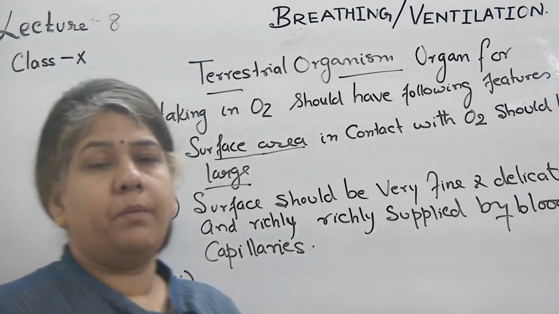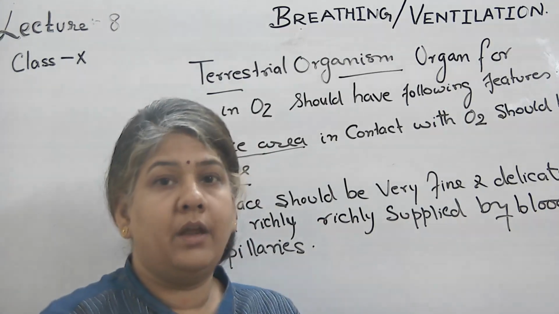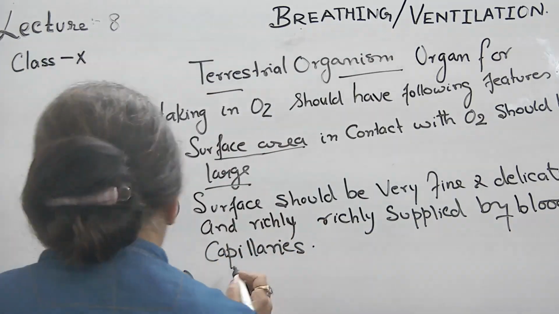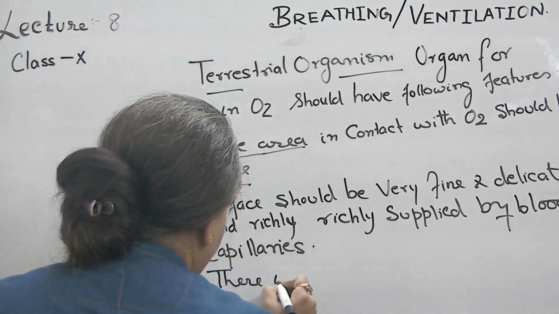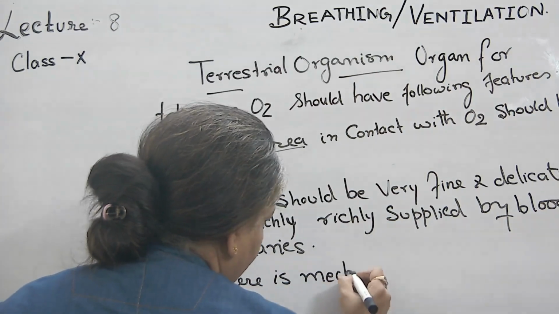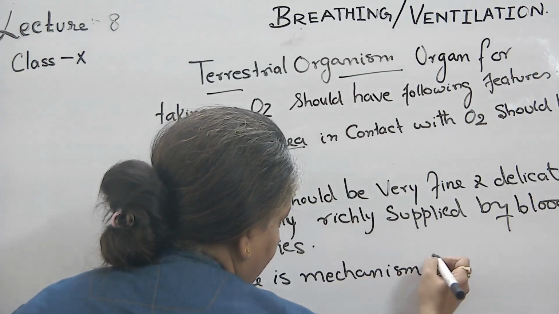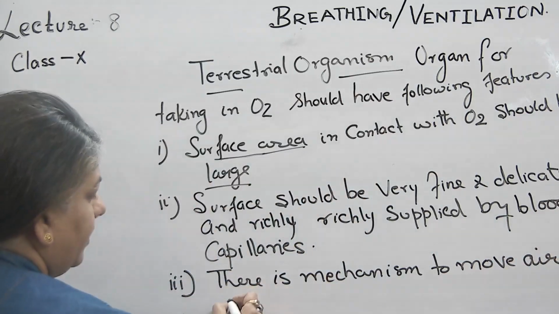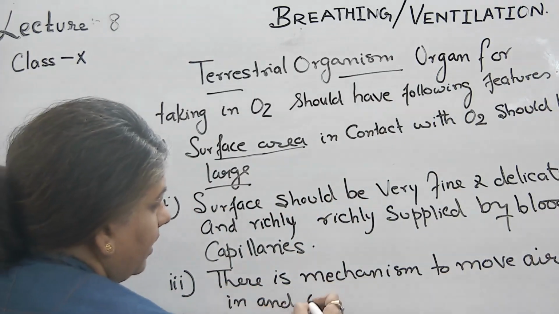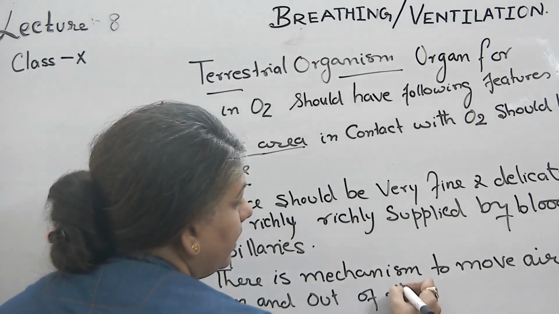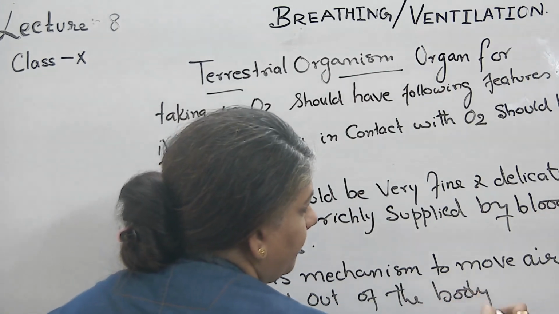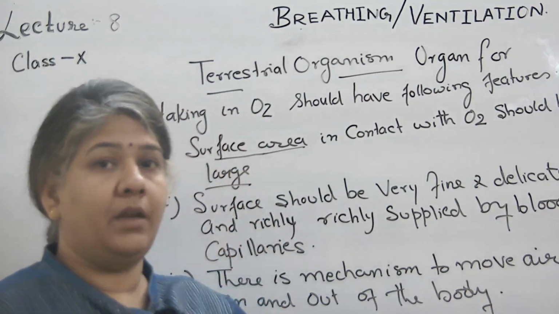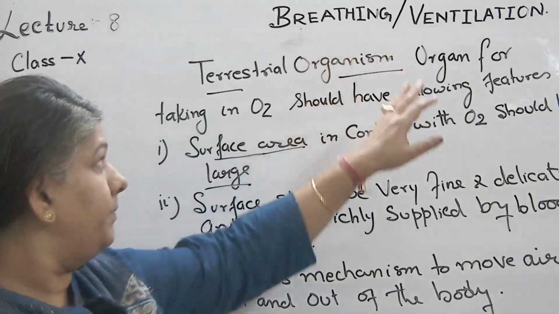Third, there should be a mechanism to move the air in and out of the body. So these are the features that should be present in the organ participating in ventilation or breathing.